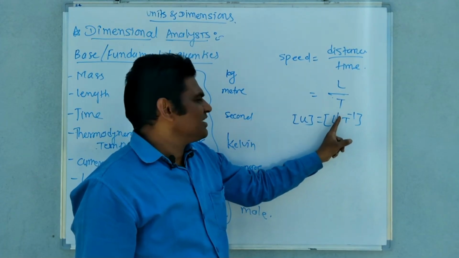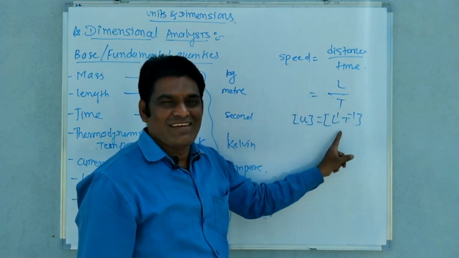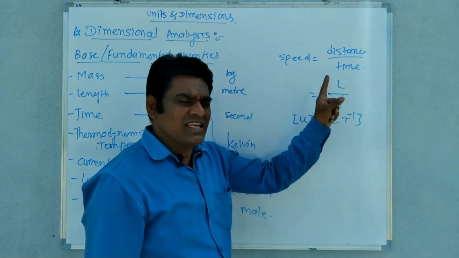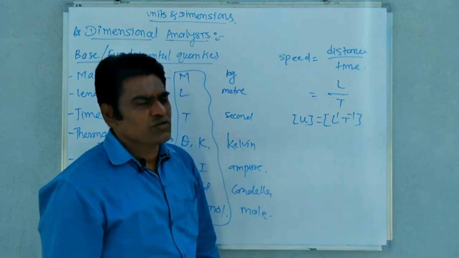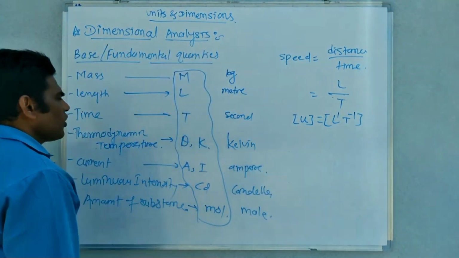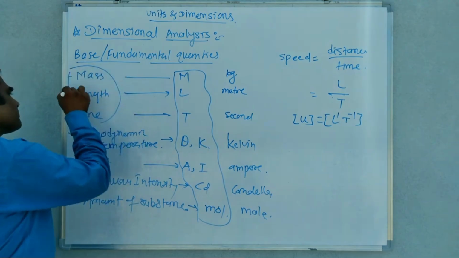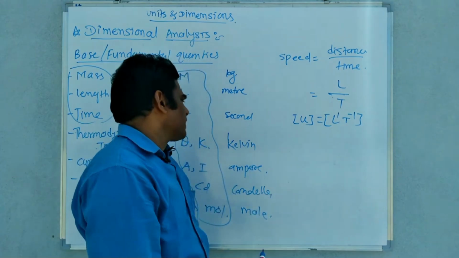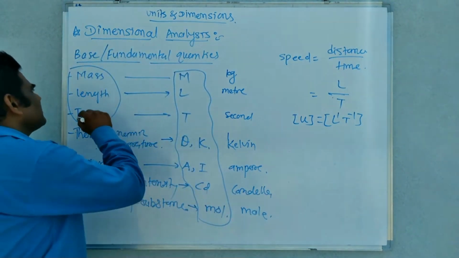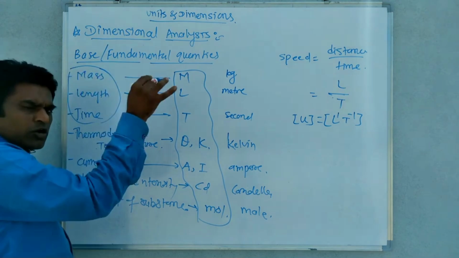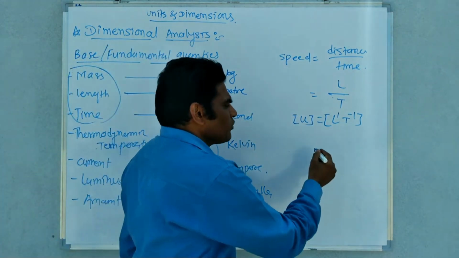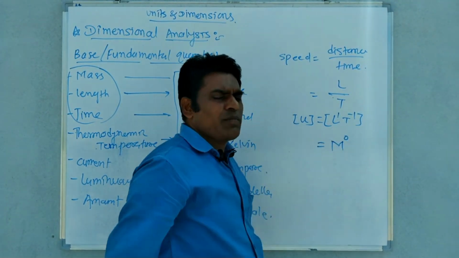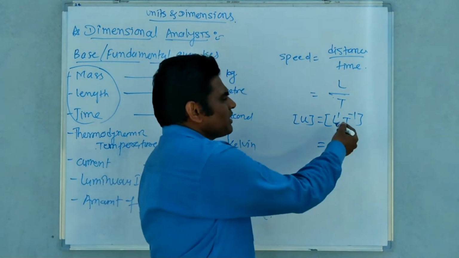1 is the dimension of speed in terms of length, and minus 1 is the dimension of speed in terms of time. In this way you can explain it. Normally we take all these three, and the remaining ones also if they appear in the formula. Here mass is not there, but we have to include mass. No mass means the power is 0, so M to the power 0 is 1, and 1 multiplied by this is no problem.